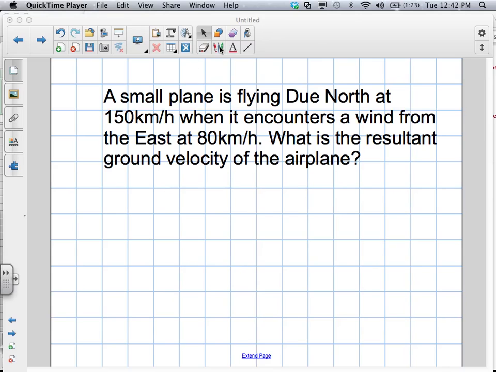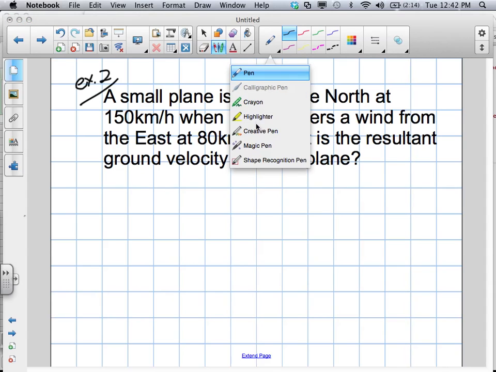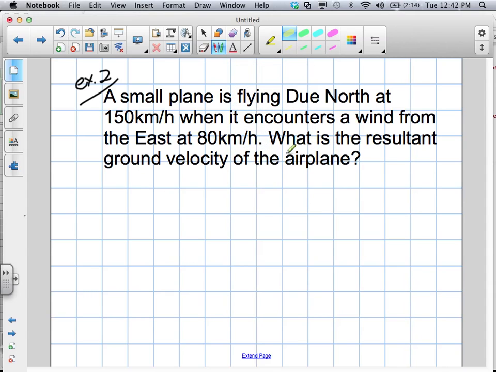Okay, next question we have says a small plane is flying due north, so example 2, at 150 kilometers an hour when it encounters a wind from the east at 80 kilometers an hour. What is the resulting ground velocity of the airplane? Now, the bottom part, though it doesn't do too much for our calculations, is important, okay? The resultant ground velocity. And that should be the part I'm highlighting.